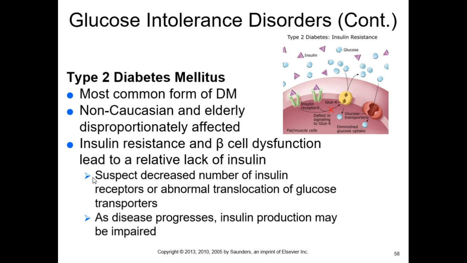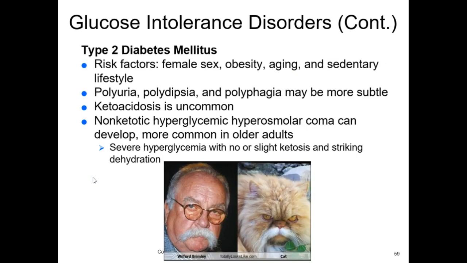Now, as the disease progresses, insulin production may be impaired. There could be a negative feedback loop where we're going to downregulate insulin. So we can still give people with type 2 diabetes insulin as part of their treatment regimen. Is it going to be as effective? No, because they already have insulin. It's the receptors that are the problem.